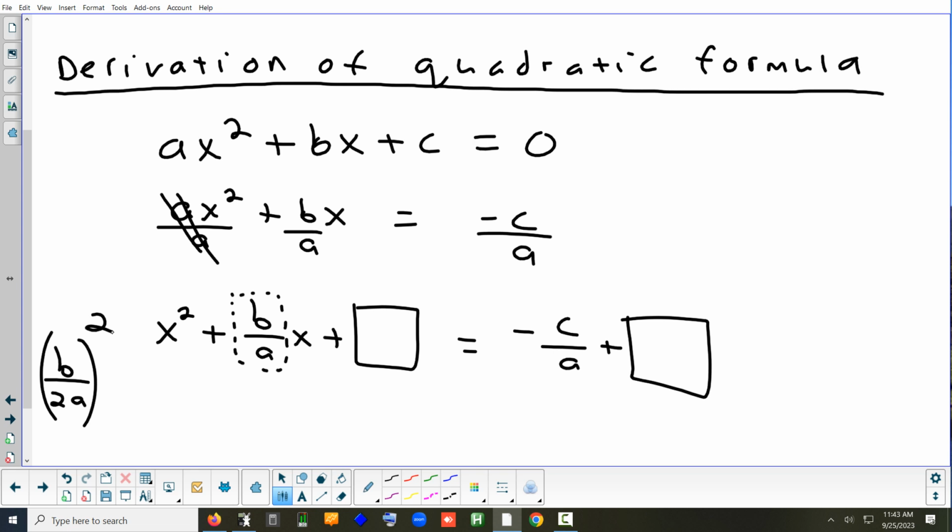It's just not a number, so I can't make it look nice. Half of it is b over 2a, and then square it: b over 2a squared. I'll just put parentheses.